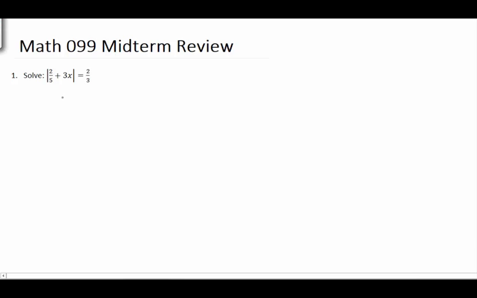This is the Math 099 midterm review. So the first thing is to solve this equation. So absolute values always have two answers. We start by just ignoring the absolute value signs and solving the equation.